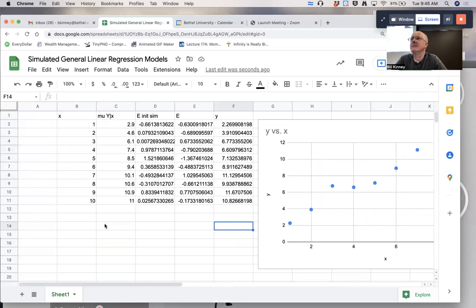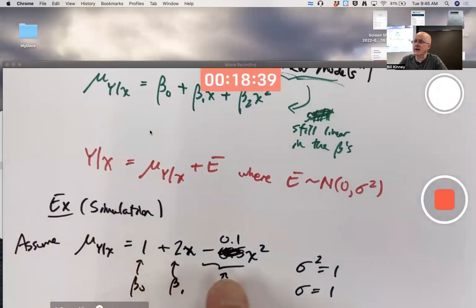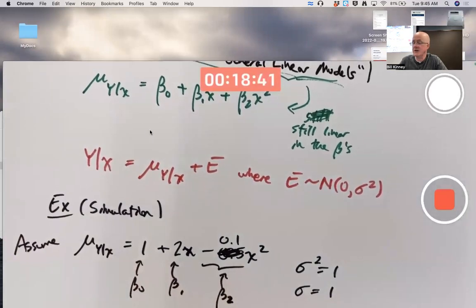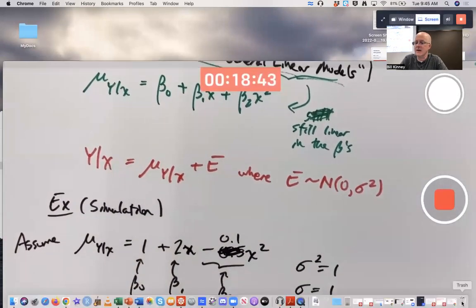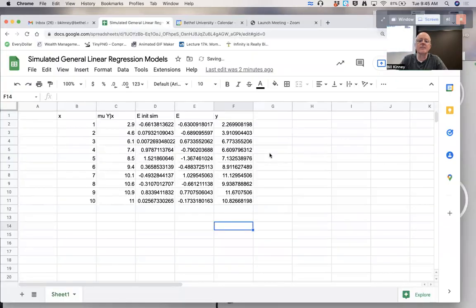How do I find estimators now for beta 0, beta 1, and beta 2, which are 1, 2, and -0.1? Can it be done in a spreadsheet? Yeah, it can be. We can still use XLMiner. Let me get rid of the plot now, just for sake of clarity.